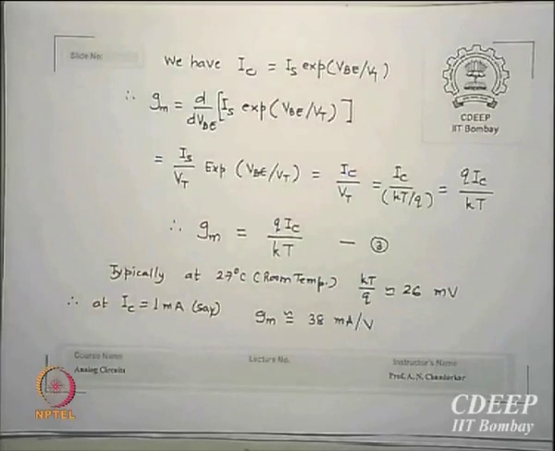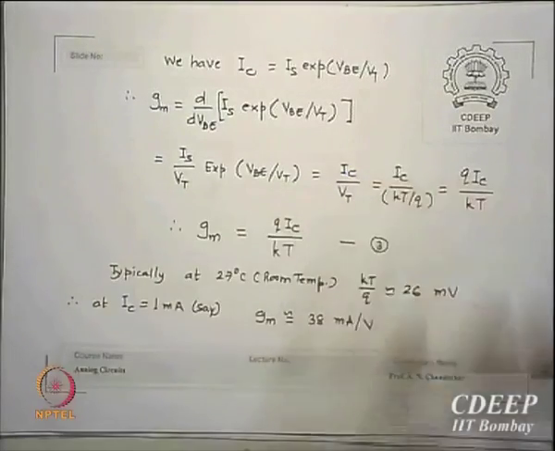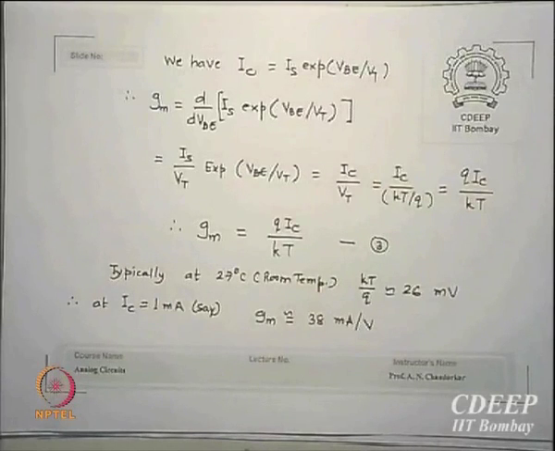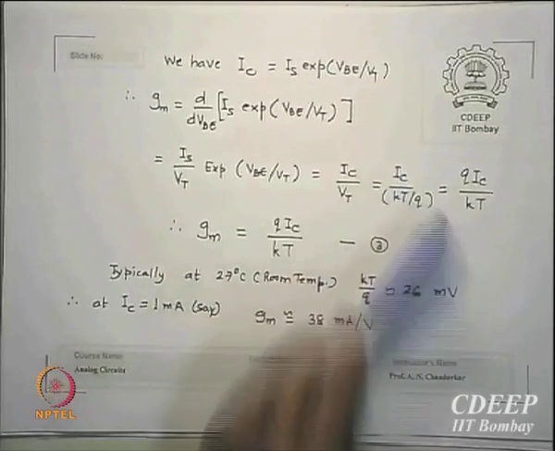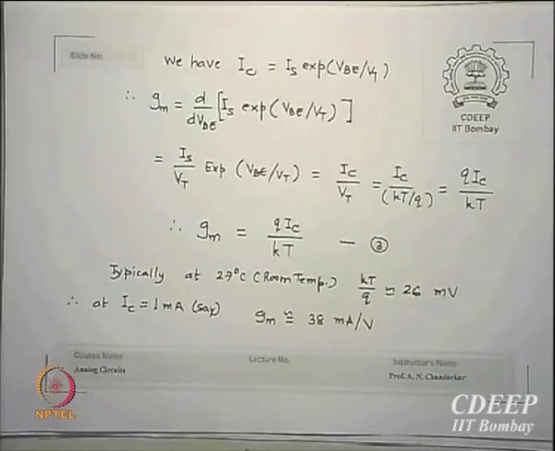By the way, VT is thermal voltage, and since a few minutes after we are going for MOSFET, their VT, the turn on voltage, is very important for a threshold voltage, we will not confuse with this. So, onwards maybe use KT by Q. So, it is IC upon KT by Q. So, QIC by KT.